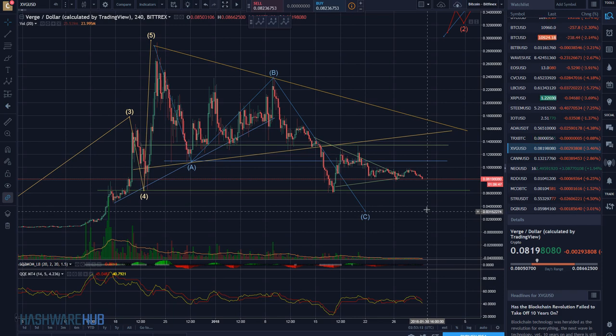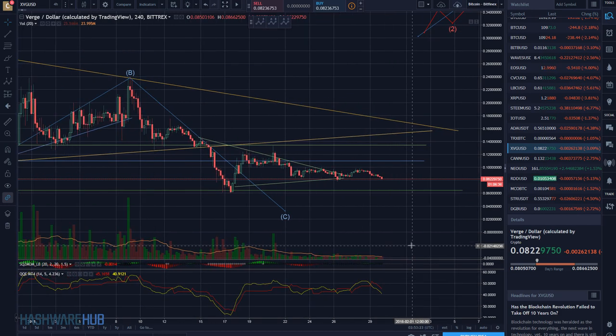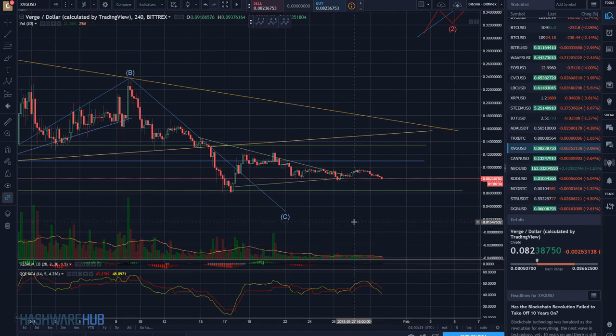You see the QQE indicator has crossed down, and that's obviously not a bullish thing. It's a bearish thing. But volume is getting really, really low. This is telling me that we're at a point of indecision, and going sideways is not such a bad thing in this market.